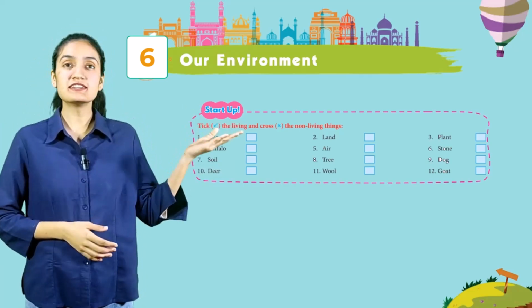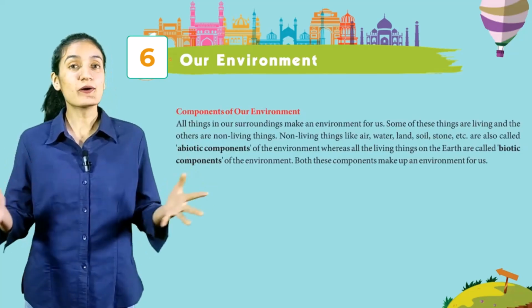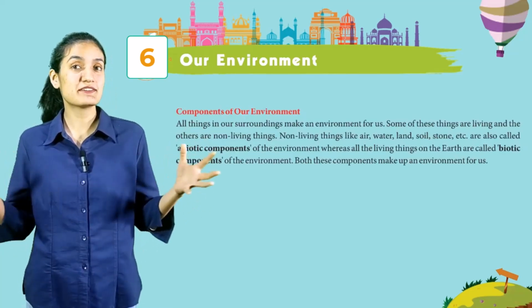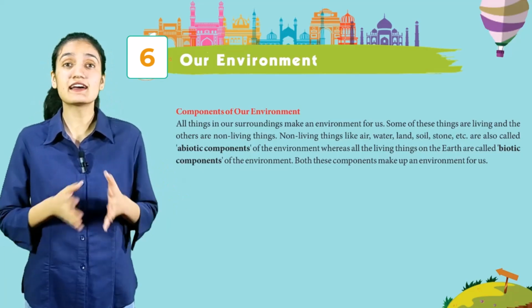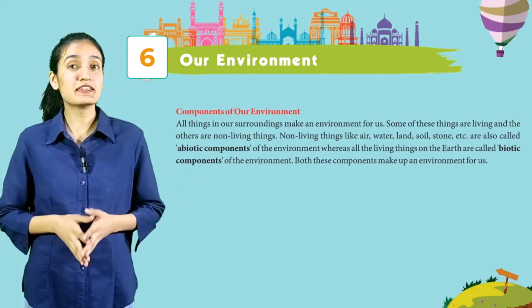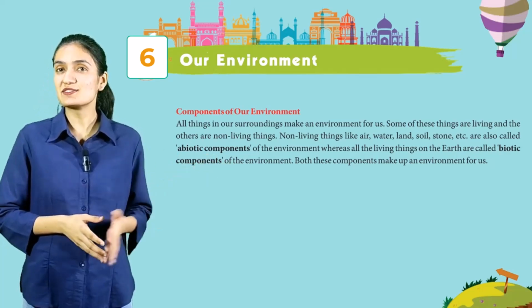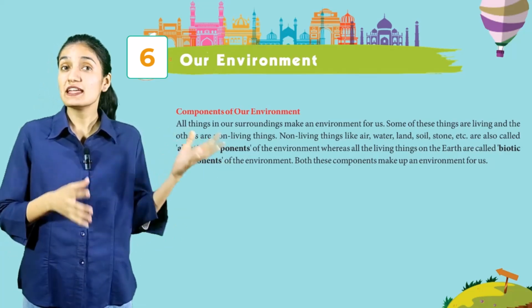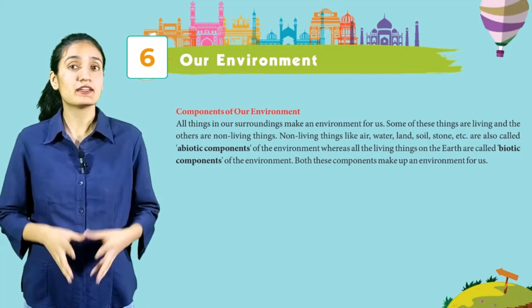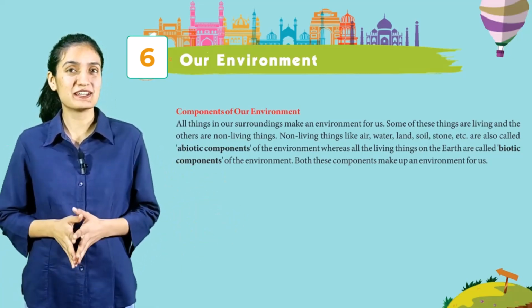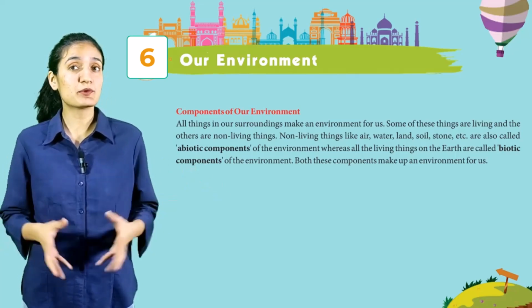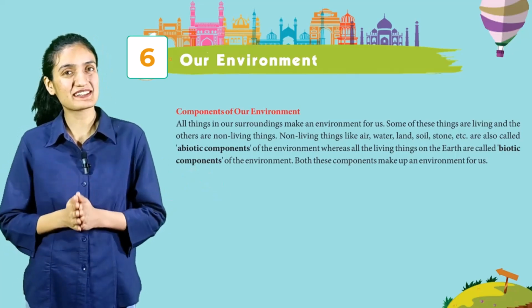Now, components of our environment. All things in our surroundings make an environment for us. Some of these things are living and others are non-living. Non-living things like air, water, land, soil, stones, etc. are also called abiotic components of the environment, whereas all the living things of the earth are called biotic components of the environment. Both these components make up an environment for us.